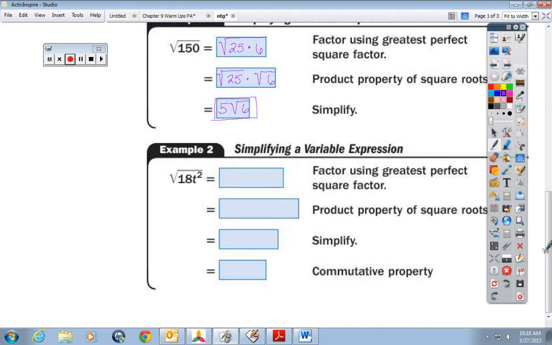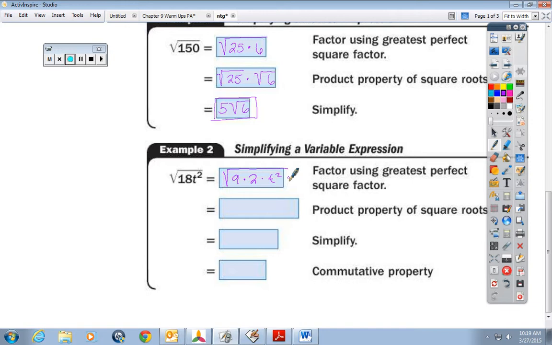So again, I would say the first thing that we want to do is we want to separate 18. Okay, we want to think about the perfect squares, and is there a perfect square that divides into 18? 9, right? So 9 times what? 2, and then we have times t squared. So I'm just kind of factoring. It's just like, remember when we did prime factorization? It's kind of like that, except instead of factoring by prime numbers, we're factoring by perfect square numbers.